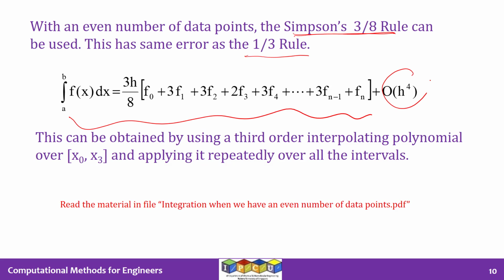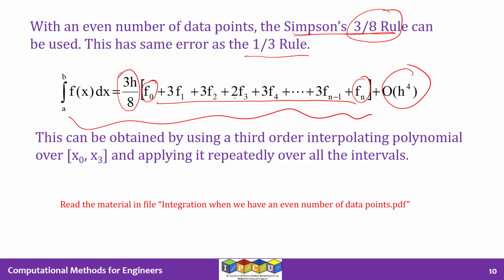The global error is still the same as Simpson's one-third rule. You can see a 3/8 h here. So that is the reason why this is called Simpson's 3/8 rule. And if you look inside, the weights are not the weights you had in the Simpson's one-third rule. So you have a different pattern. One pattern is this: the end points have a weight of 1. The middle points have weights such as 3, such as 2, etc.